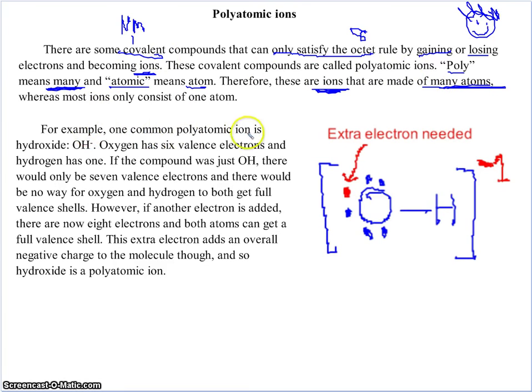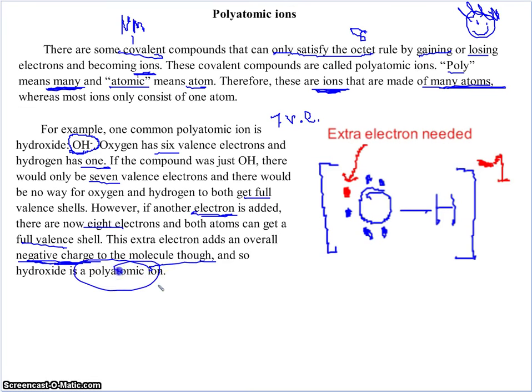For example, one common polyatomic ion is hydroxide, OH-. Oxygen has 6 valence electrons and hydrogen has 1, so that's 7 valence electrons, which is not an octet. If the compound was just OH, there would only be 7 valence electrons, and there would be no way for oxygen and hydrogen to both get full valence shells. You could probably get hydrogen a full valence shell, but oxygen, there's no way. However, if you add another electron, there are now 8 electrons and both atoms can get a full valence shell. This extra electron adds an overall negative charge to the molecule though.